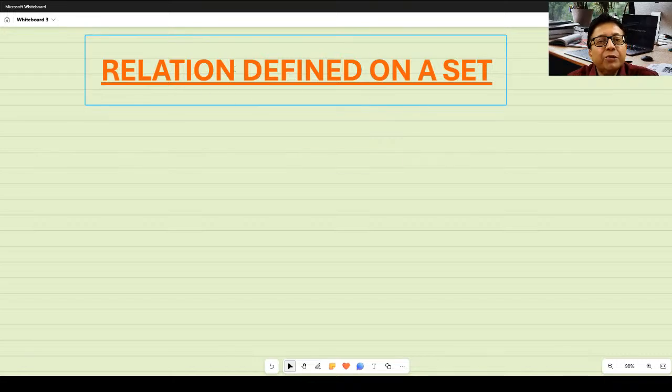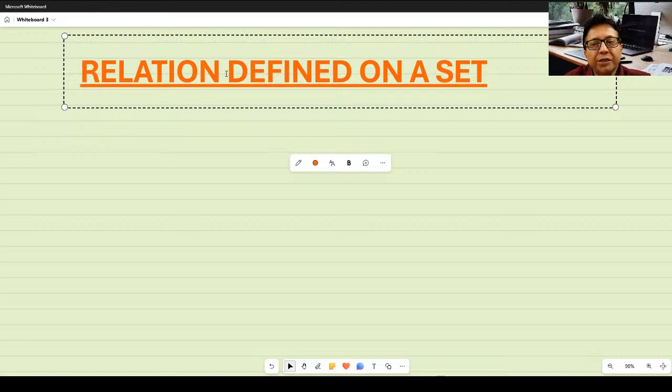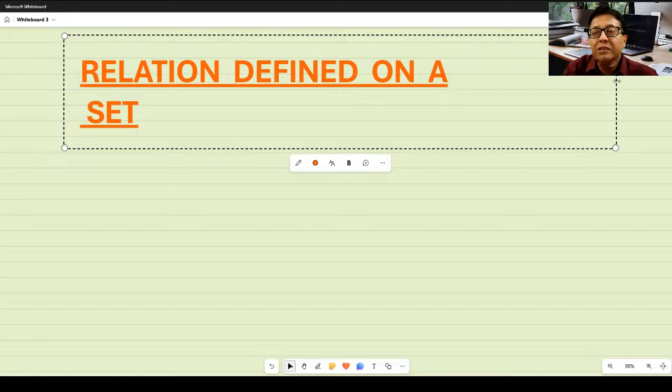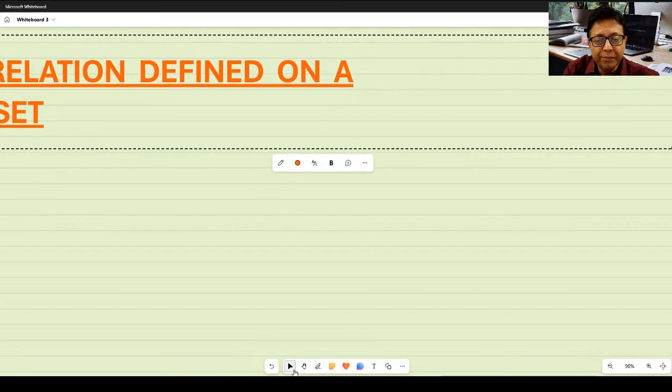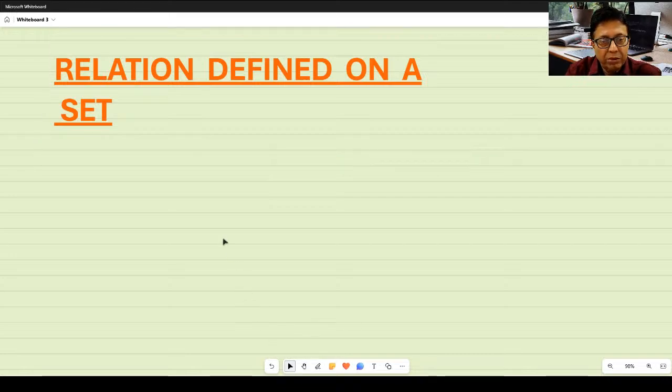So this class we are going to study relations, which are included in your class 12 examination. Not only for board, it is there in the JEE syllabus also. In class 11, you must have done relation defined from set A to set B, isn't it? There it was relation defined from set A to set B.